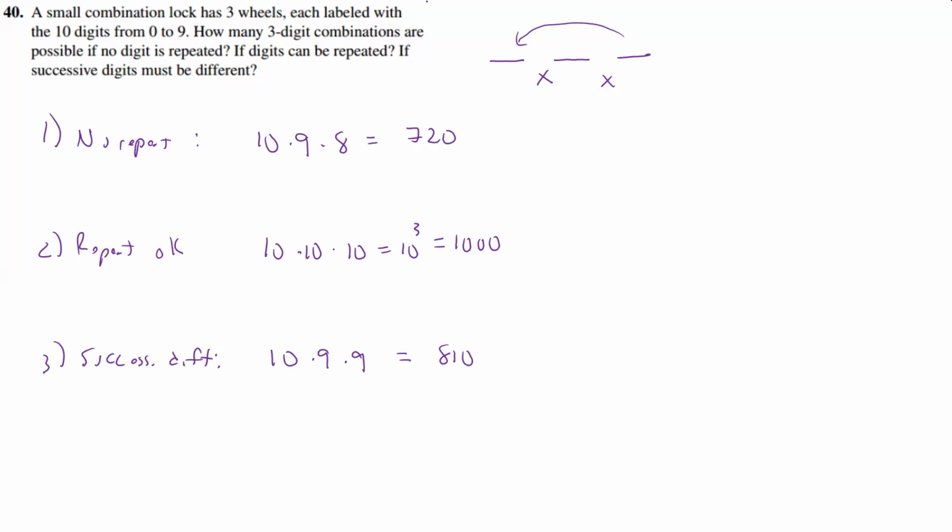So, no repeats. You choose the first number, the next one can't be the same, and then the next one can't be the same. And so you go 10, 9, 8. The next one, we can repeat them all. So it's 10, 10, 10.